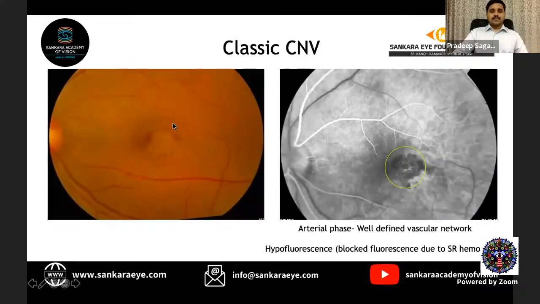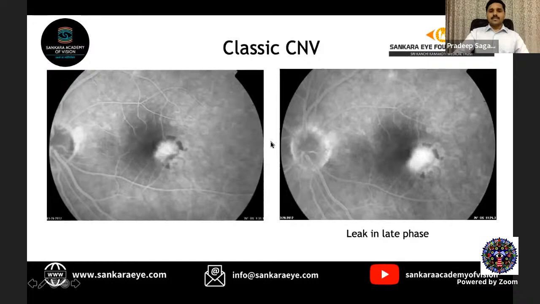So coming to an example of classic CNV, here we can see that this is the arterial phase of the angiogram where we see a well-defined vascular network and block fluorescence surrounding the vascular network corresponding to the subretinal hemorrhage. In late phases, we can see that there is profuse leak, that is, increase in intensity and size of hyperfluorescence with fuzziness of margin, indicative of a classic CNV.